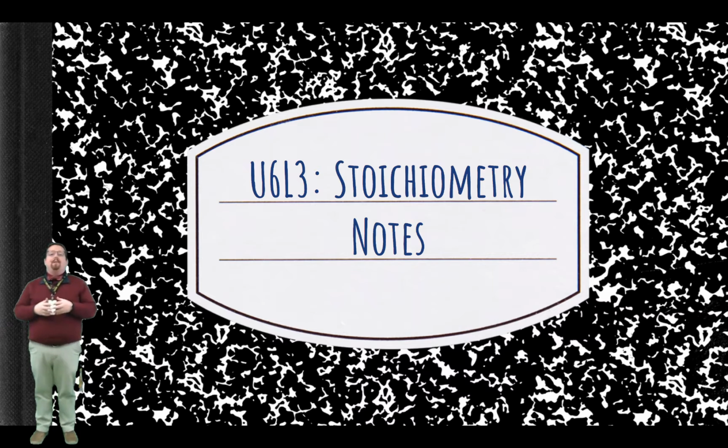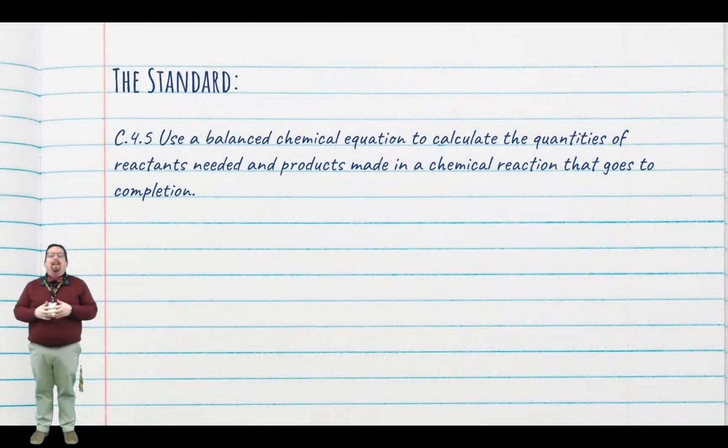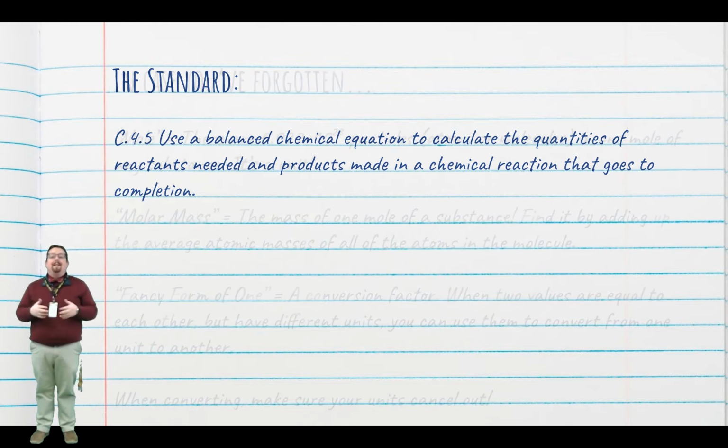Today we'll be covering what's truly one of my favorite words to say, stoichiometry. This lesson will cover standard C.4.5, which asks you to be able to use a balanced chemical equation to calculate the quantities of reactants needed and products made in a chemical reaction that goes to completion. If I'm being honest, most of this stuff involves skills that you should already have learned from earlier this year. You're just going to use them in a new way, so let's get started.